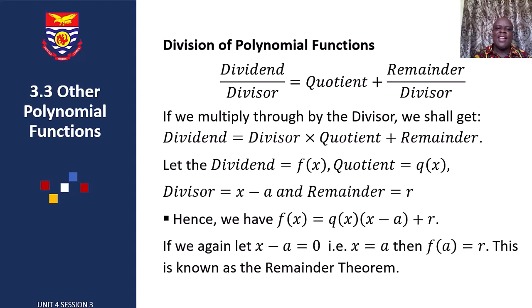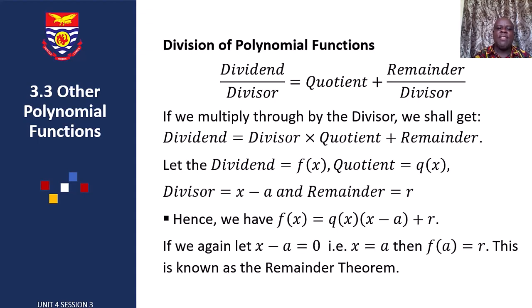That is the number of times the divisor goes into the dividend. Then you have plus the remainder divided by the divisor. If we use the divisor to multiply through, we get the dividend is equal to divisor times quotient plus the remainder.